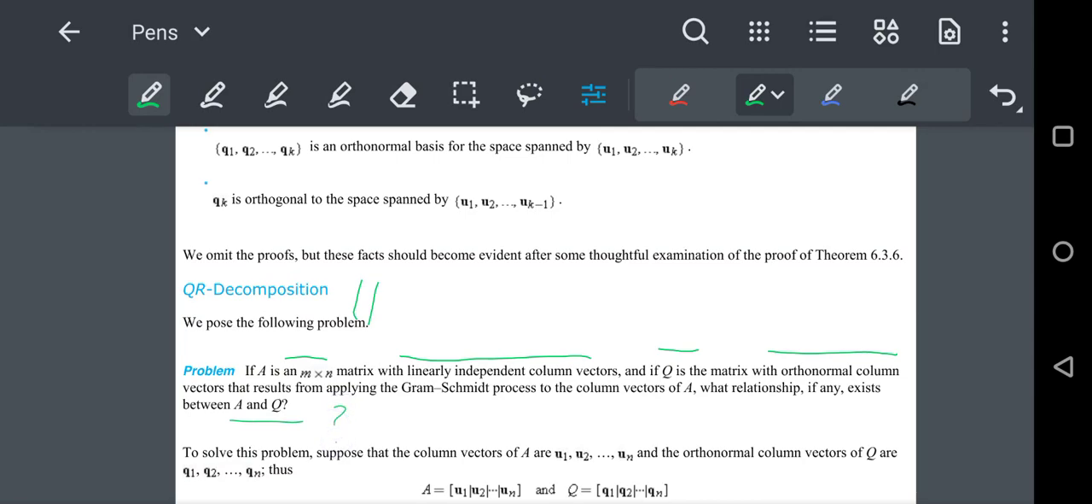Yes, there is a relation connecting A and Q. The matrix A, which is of order m by n, can be written as Q into R, where Q is a matrix with orthonormal column vectors, and R is an n by n invertible matrix. Okay, so let us discuss this with an example.